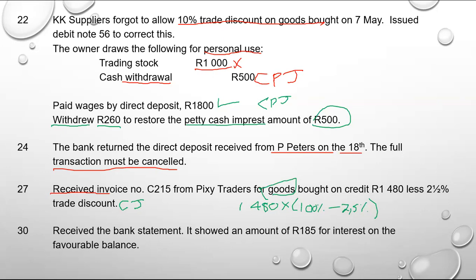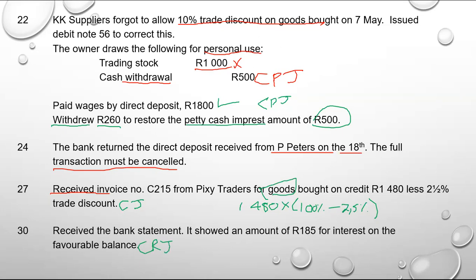We received. So I said if it's interest on favorable bank balance, it goes to the CRJ. We have done this many times, guys. You should know this by now. Bank charges and interest on unfavorable will be recorded in the CPJ. So this one will be recorded in the CRJ because it's interest on favorable. It will be recorded in the CRJ. You're probably wondering why in the CRJ, guys.